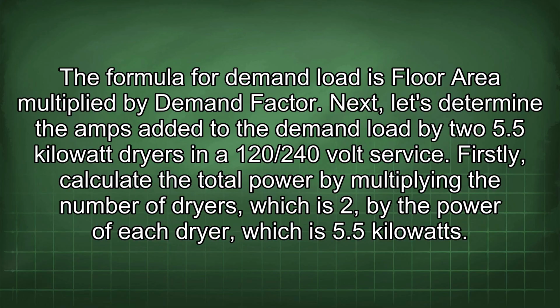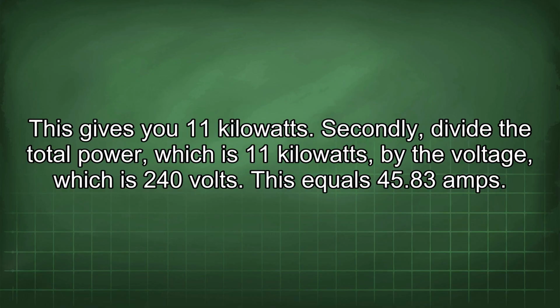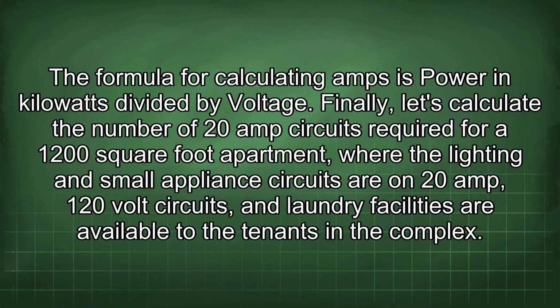Next, let's determine the amps added to the demand load by two 5.5 kilowatt dryers in a 120/240 volt service. Firstly, calculate the total power by multiplying the number of dryers, which is 2, by the power of each dryer, which is 5.5 kilowatts. This gives you 11 kilowatts. Secondly, divide the total power, which is 11 kilowatts, by the voltage, which is 240 volts. This equals 45.83 amps. The formula for calculating amps is power in kilowatts divided by voltage.